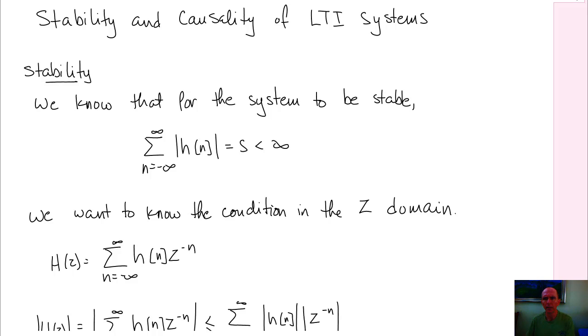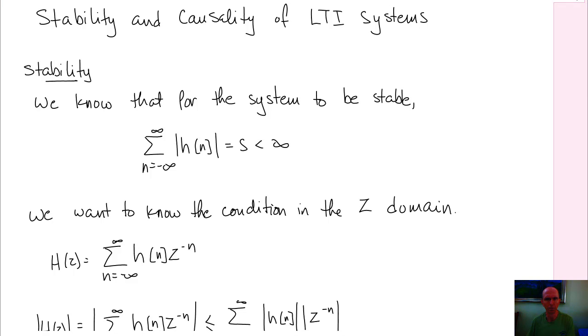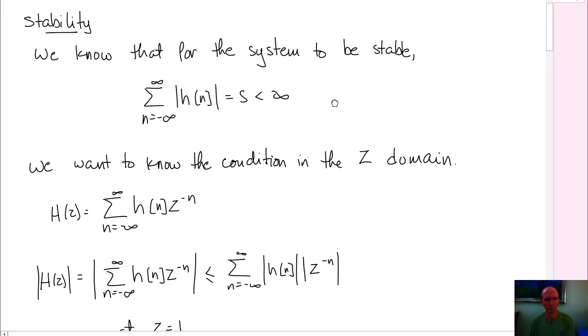Now, let's start out first with stability. As you saw when you went back and reviewed, we know that a linear time invariant system is stable when the absolute value, or the magnitude, of its impulse response, when summed from minus infinity to infinity, is not going to be infinite. And so if we have this condition, then the system will be stable.